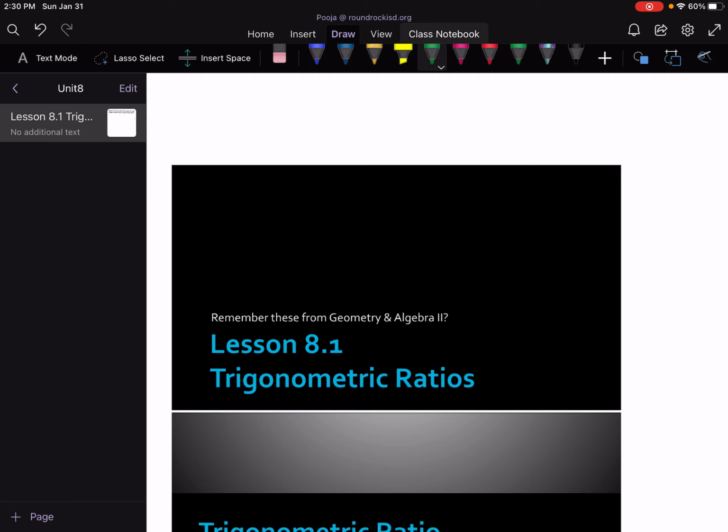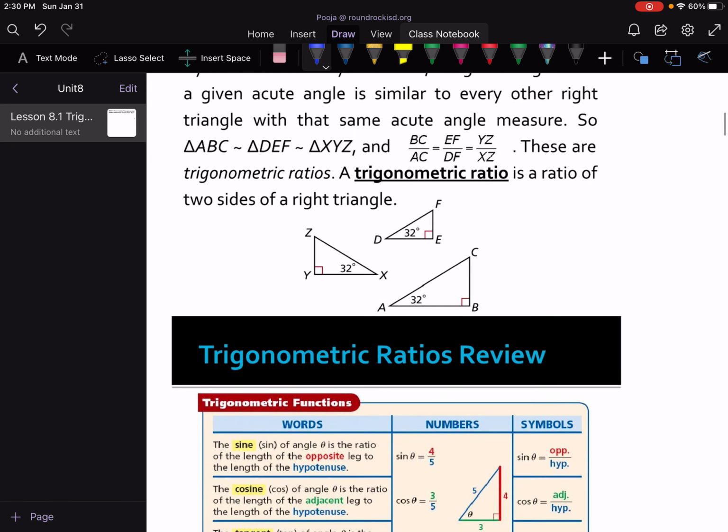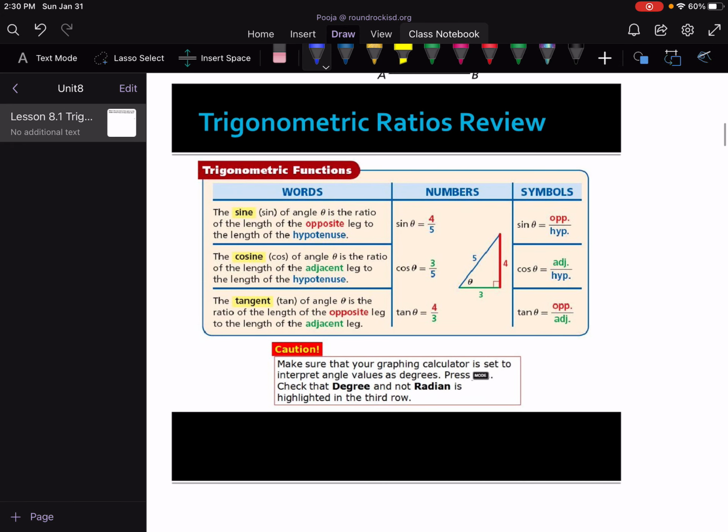This one is more of a review from geometry and algebra 2, specifically based off of trig ratios, which is the sine, cosine, tangent, cosecant, secant, and cotangent. However, we are focusing on right triangles only. So, as long as we have right triangles, there are a couple of things we can apply on right triangles.